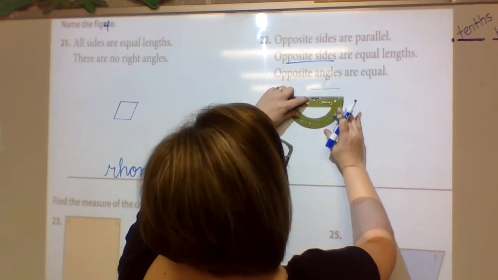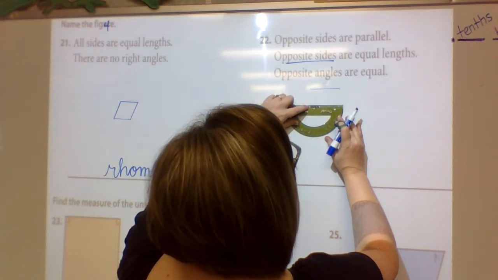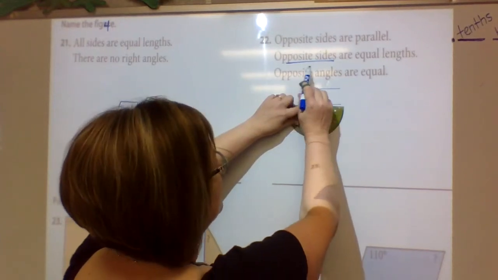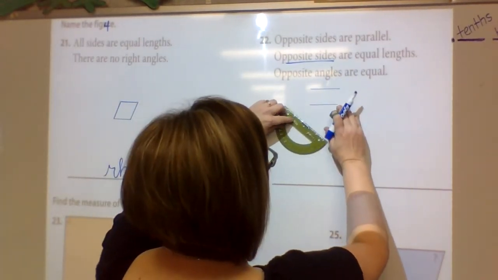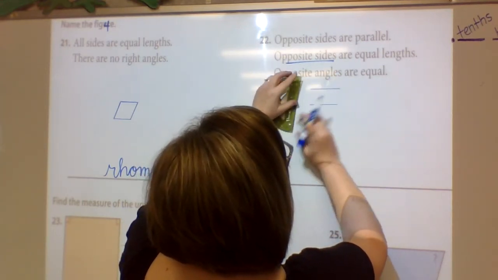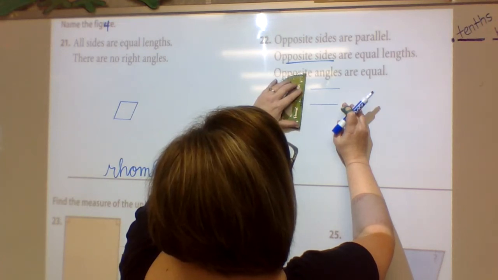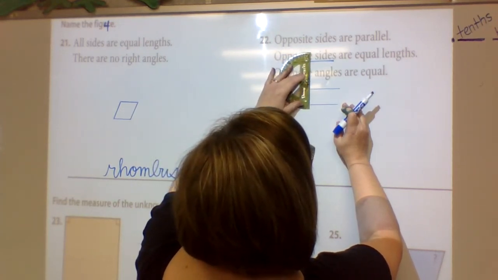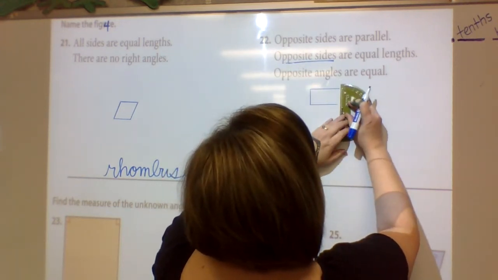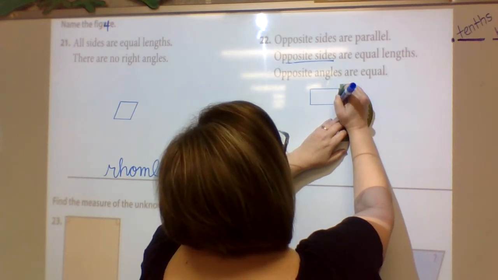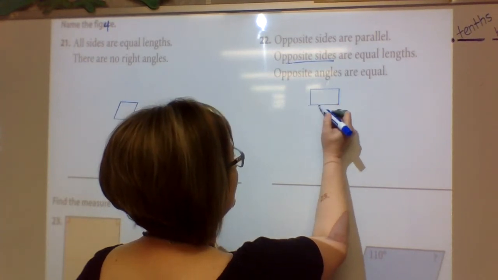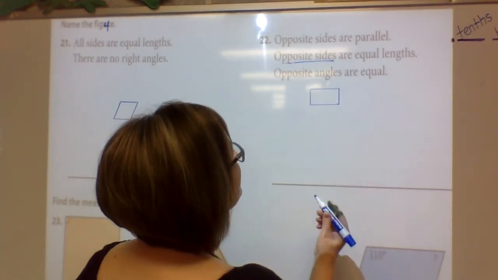Opposite sides are parallel, so I have to make it exactly parallel to that one. It's not perfect, but it's close. Opposite sides are equal lengths. Okay. So that means on this side, yeah, we'll go this way. This side, it's 1.5 inches and 1.5 inches. Okay, opposite angles are equal. Okay, so there's an angle, there's an angle, they're actually all 90 degrees.